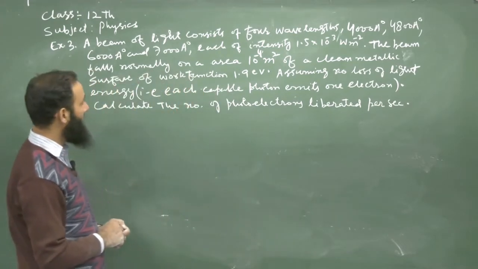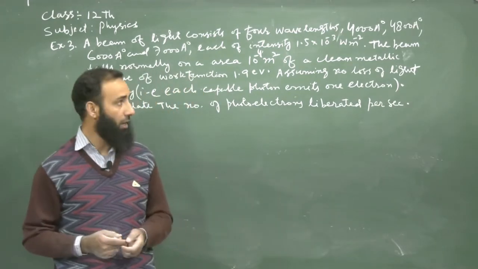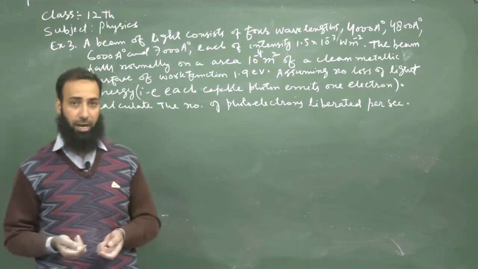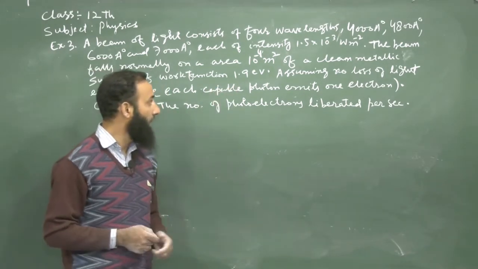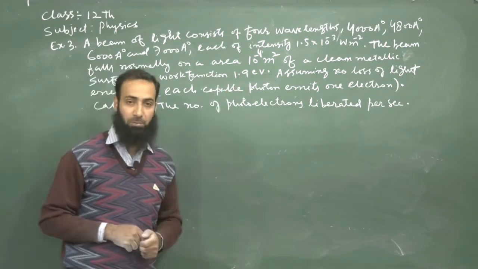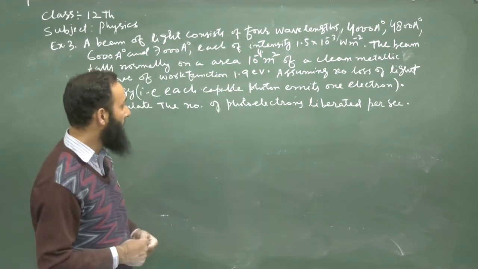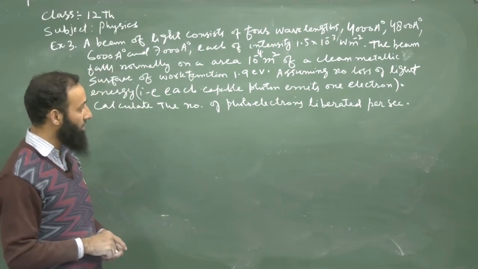Here in this numerical, we have been given 4 different wavelengths, 4 different photons, which are made to be incident on a metallic surface whose work function is given, and the area of the metallic surface, which is 10 to the power minus 4, is also given. It is also given that there is no loss of light energy.